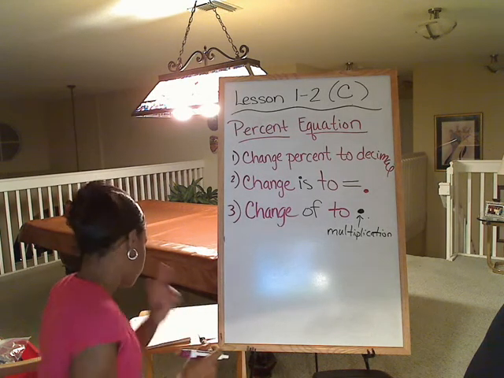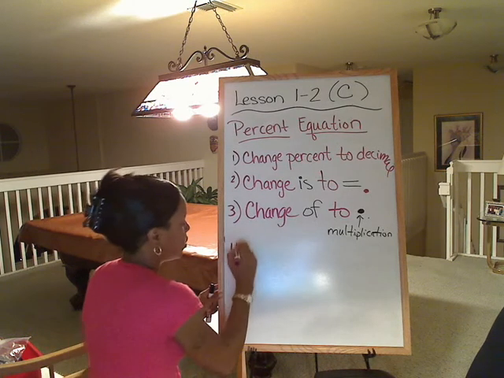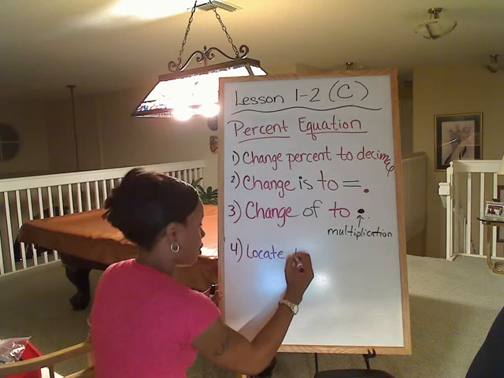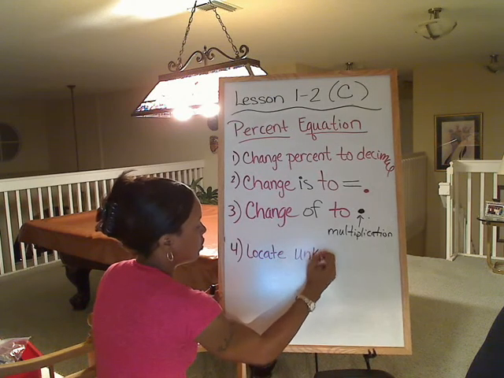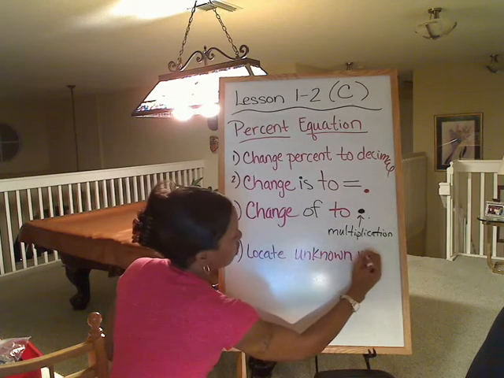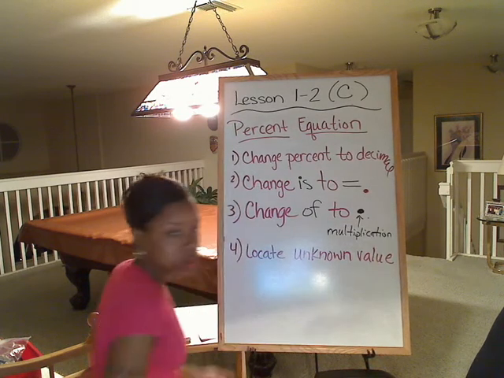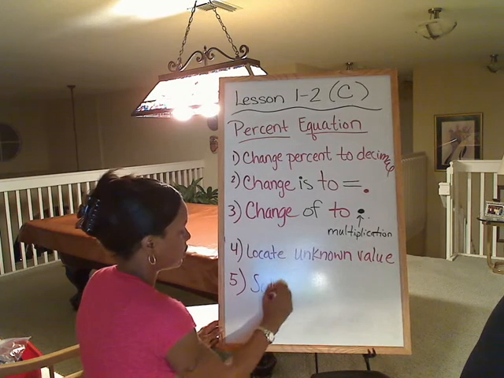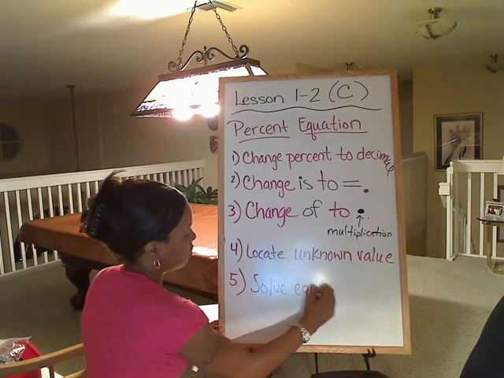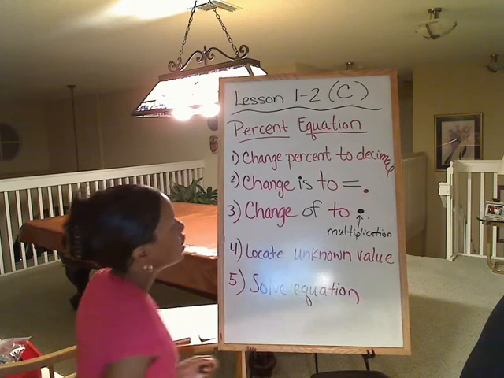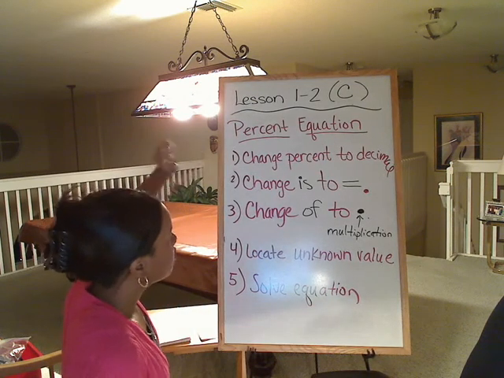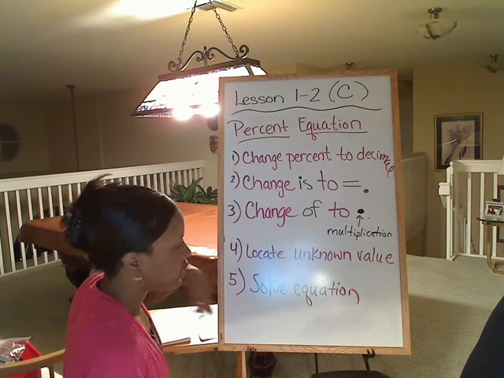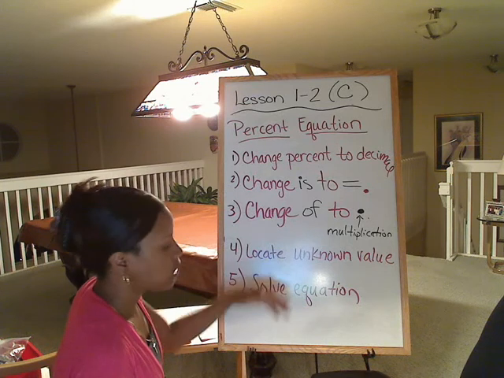And two more things actually. You're going to locate the unknown value, and the last thing you're going to do is solve the equation. So you're going to change the percent to a decimal, change is to equals, of to multiplication, locate the unknown value, also known as the variable, and solve the equation.